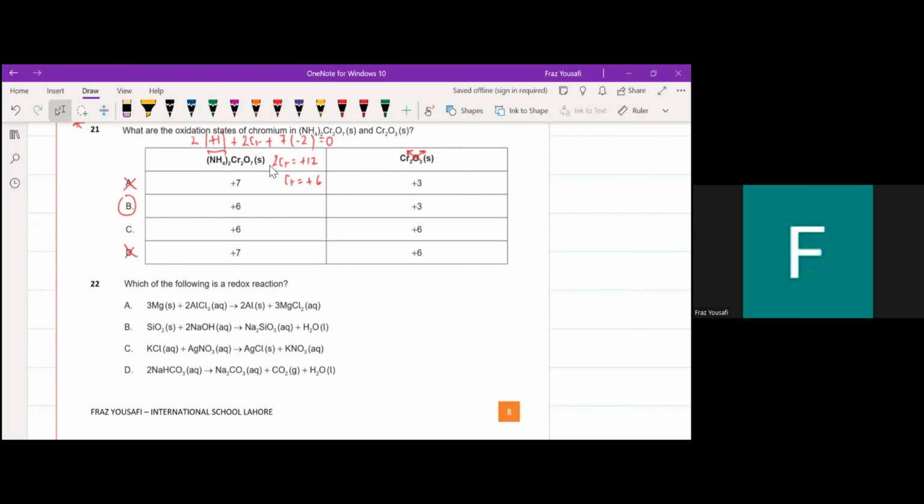All right, 22. Which of the following is, it says, a redox reaction? I mean, we hate these questions. Students really don't like them. Like, how are we supposed to just randomly look at equations and say, oh, redox, not redox? Remember the oxidation state idea. Any chemical reaction where the oxidation states do not change is not redox.